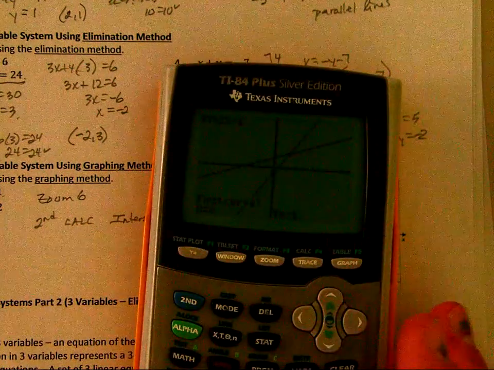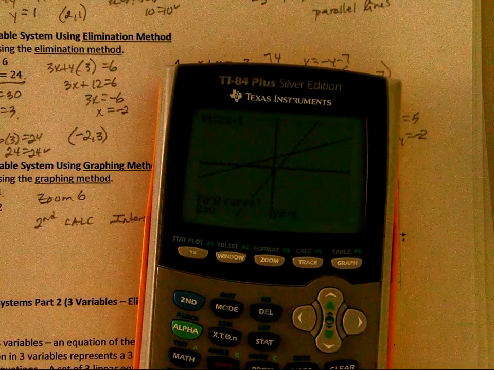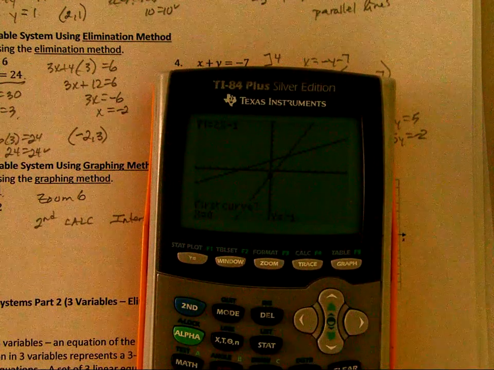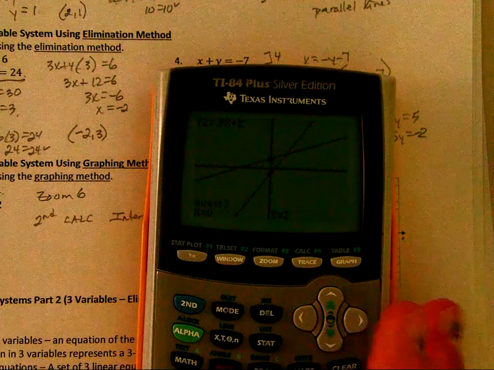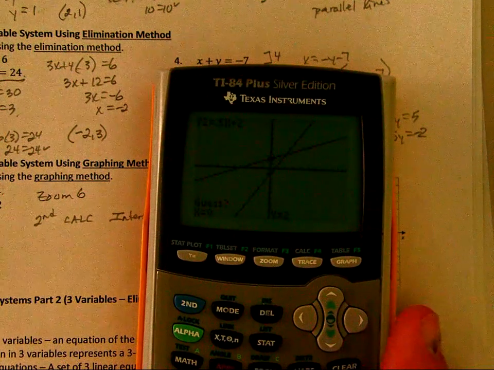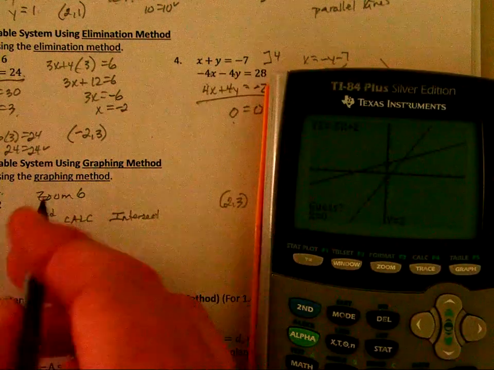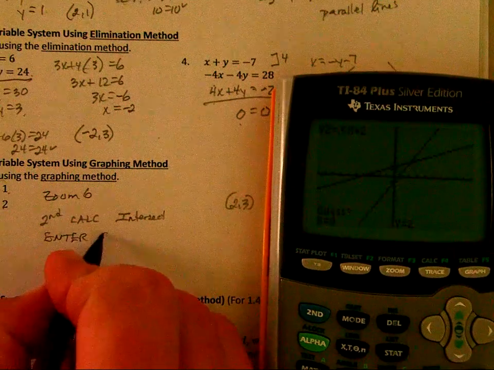And it's going to ask you 3 questions. It's going to say first curve. Well, it lets you jump from one to the other. Well, we only have 2. So when it says first curve, hit enter. When it says second curve, hit enter. What that lets you do is if you have like 3 lines graphed and you want to find where 2 of them intersect, you can pick which 2. We only have 2. So we're going to hit enter, enter.